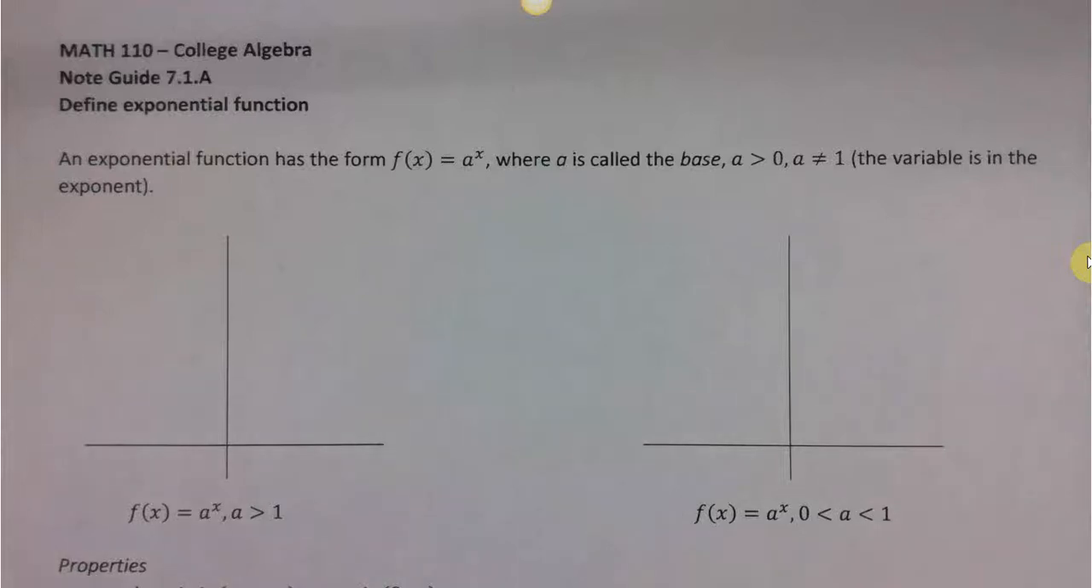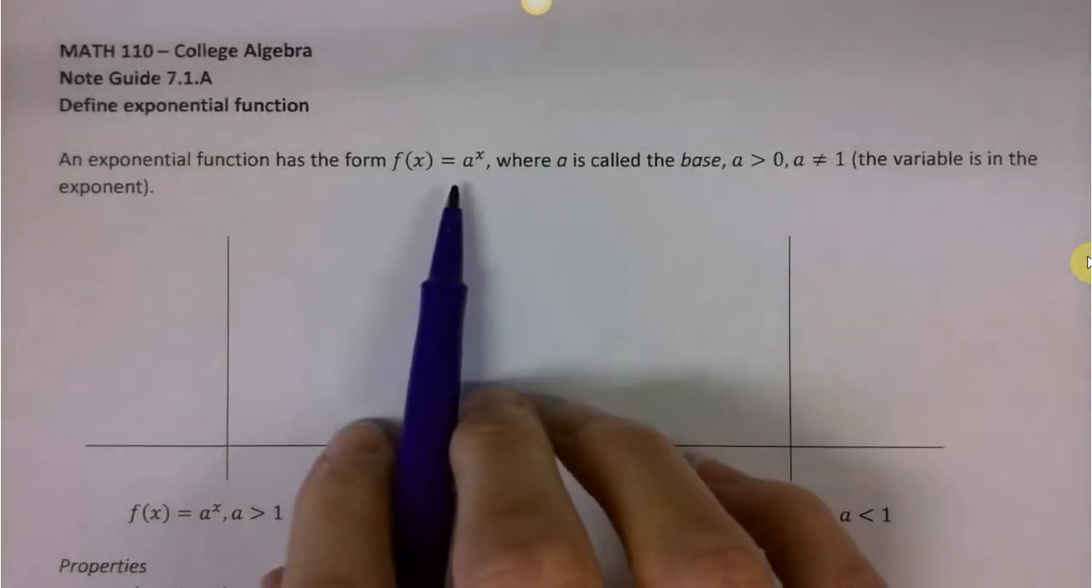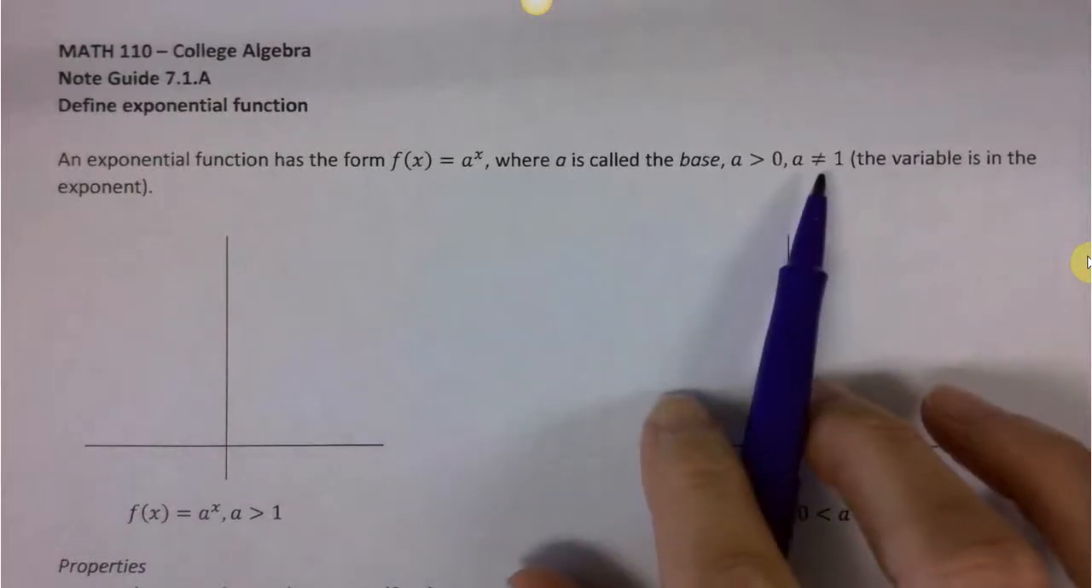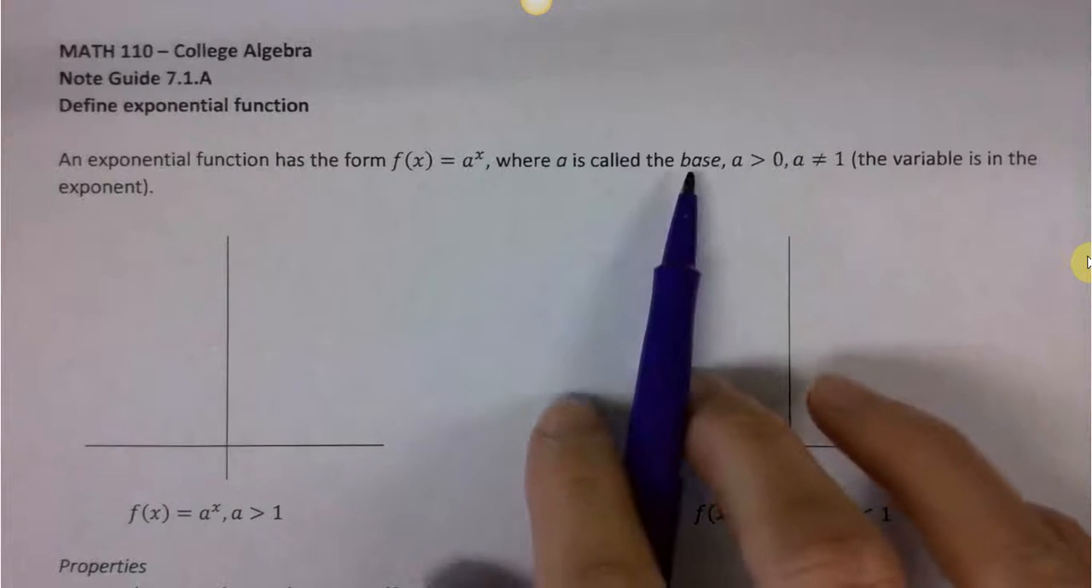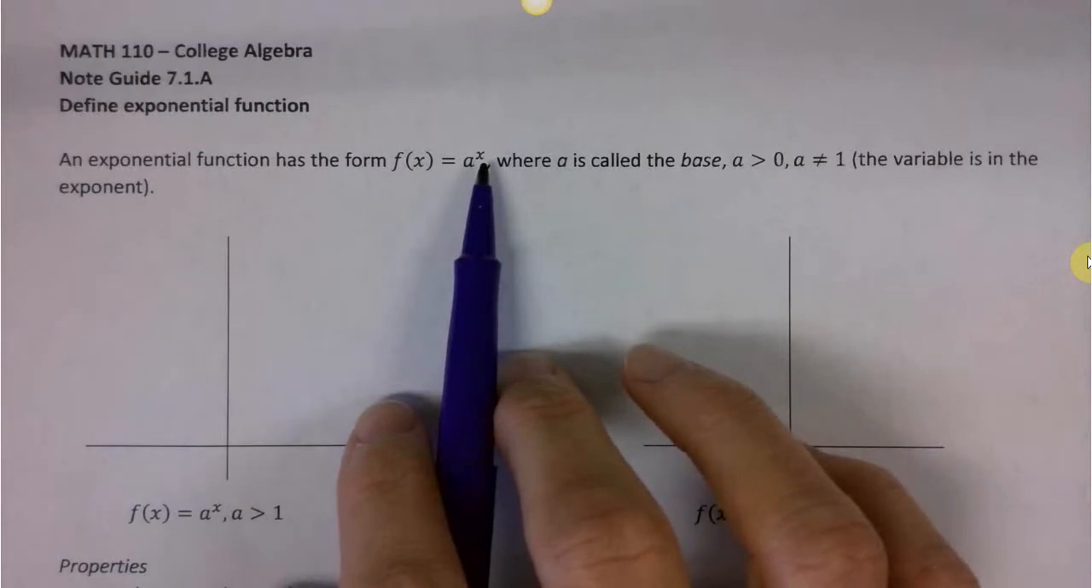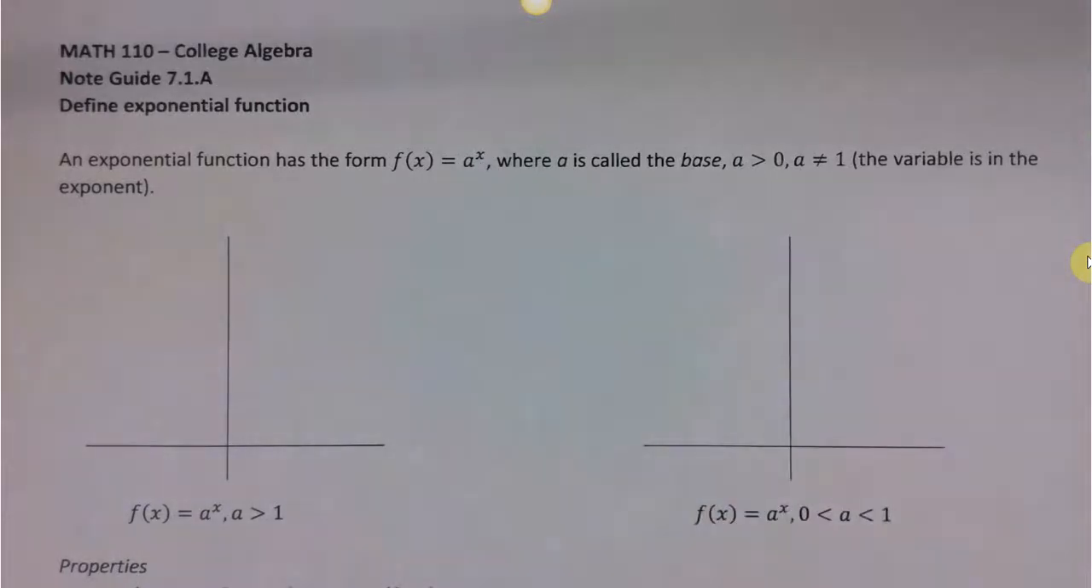An exponential function looks like f of x equals a to the x, where a is just any real number that's positive and not equal to 1, and that is what we call the base of our exponential function. And then we see the variable, the x, in the exponent. So that's the key thing that makes an exponential function exponential, is the variable is in the exponent.